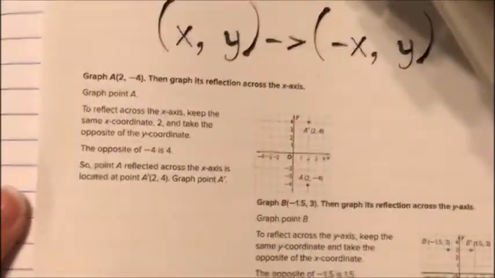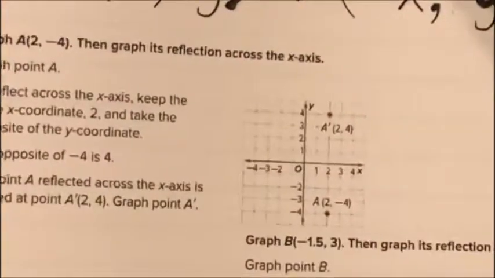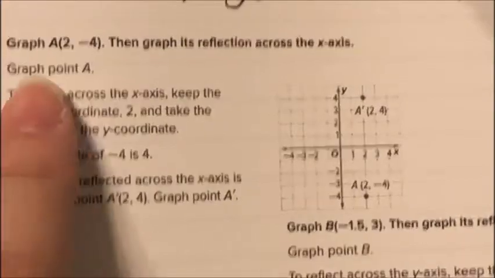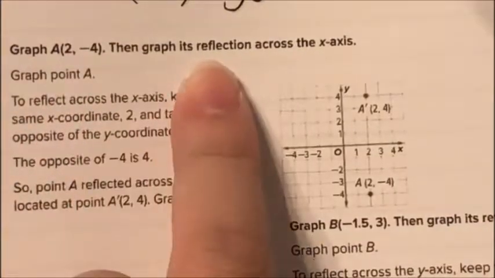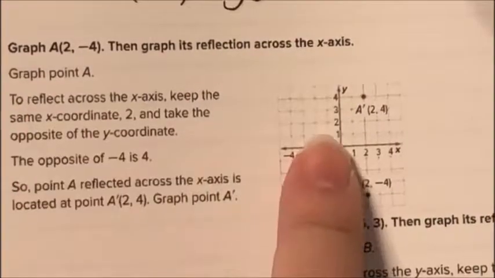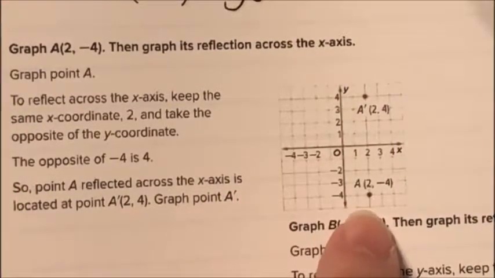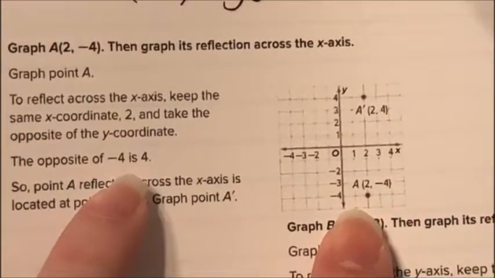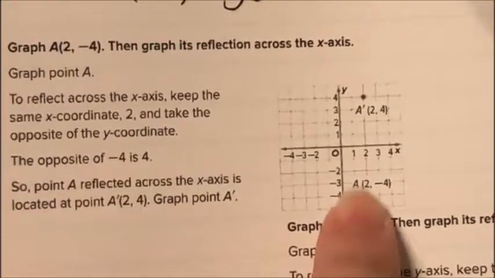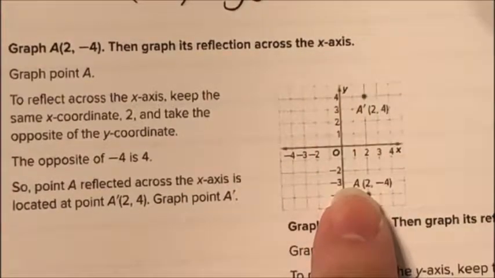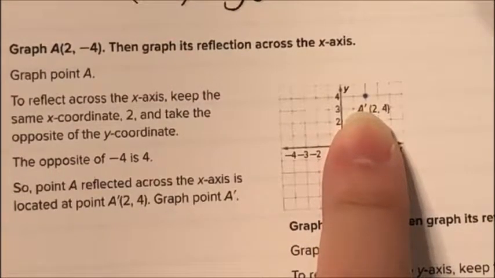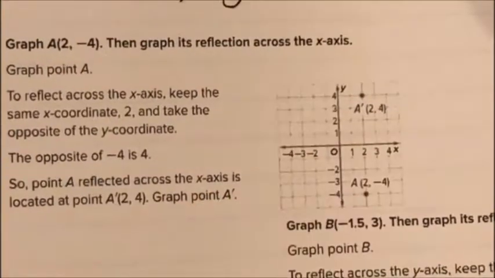So, for example, I graph A (2, -4), and then graph its reflection across the x-axis. Okay, so (2, -4) is right here. Because I'm going across the x-axis, the x value stays the same, so it's 2, and my y value changes. So -4 becomes 4, and I graph that point, so it's right there. Okay, and it's often written as A with this little tiny apostrophe, and it's called A prime.